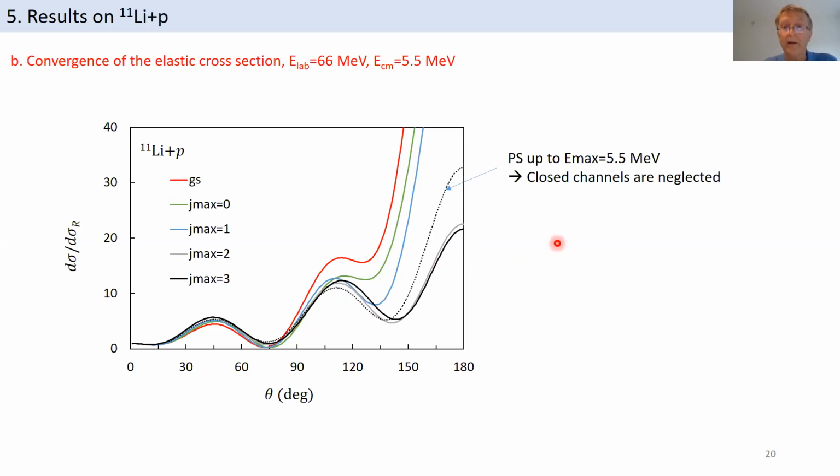And I'd like also to mention that here closed channels are important. In general, this kind of data is obtained at high energies, much higher than the Coulomb barrier. This is not the case here. So the center of mass energy is 5.5, which is lower than the maximum of the pseudostate energy. And this dotted line here is what you get when you neglect the closed channels. So if you want to have an accurate description, at least at large angles, you need to include these closed channels.